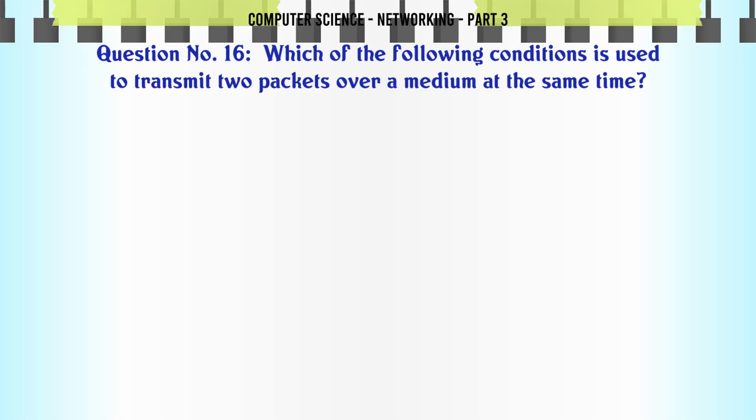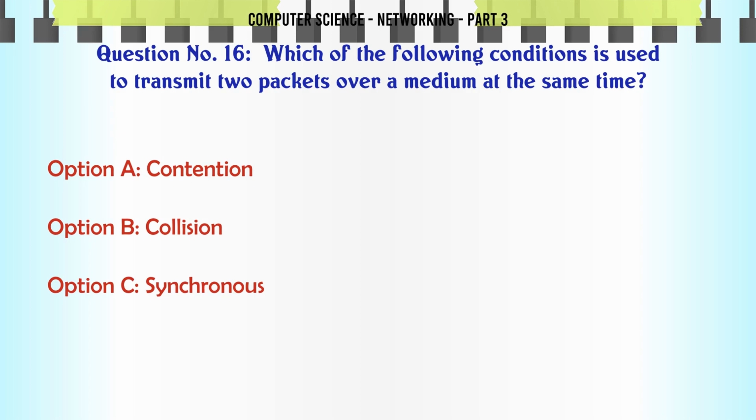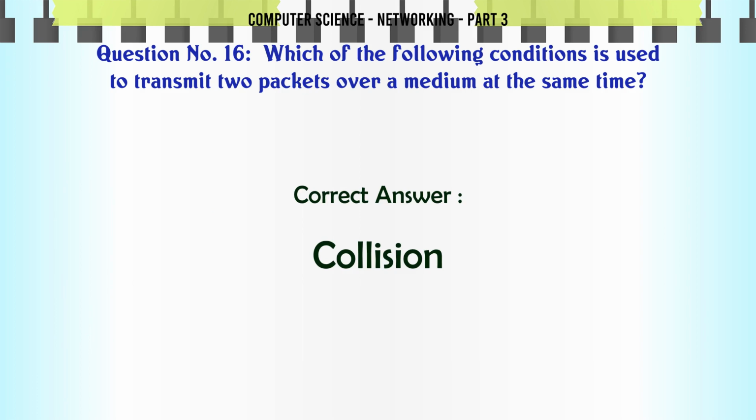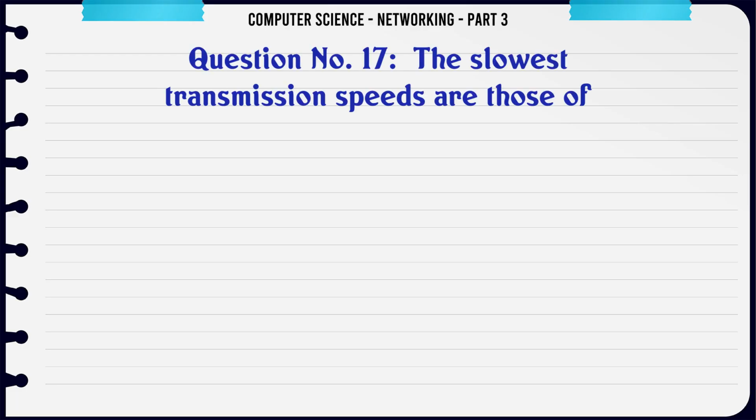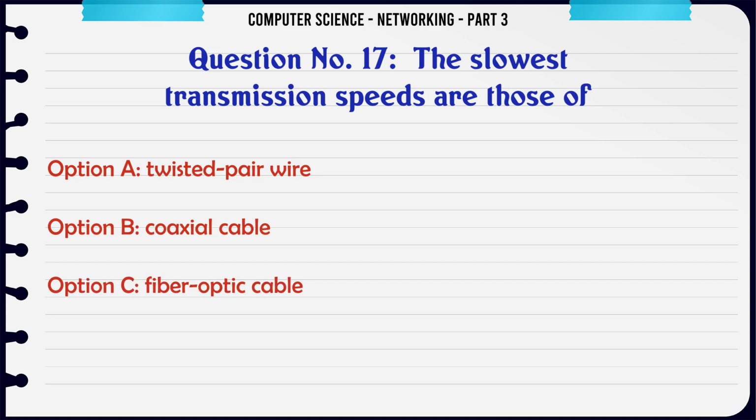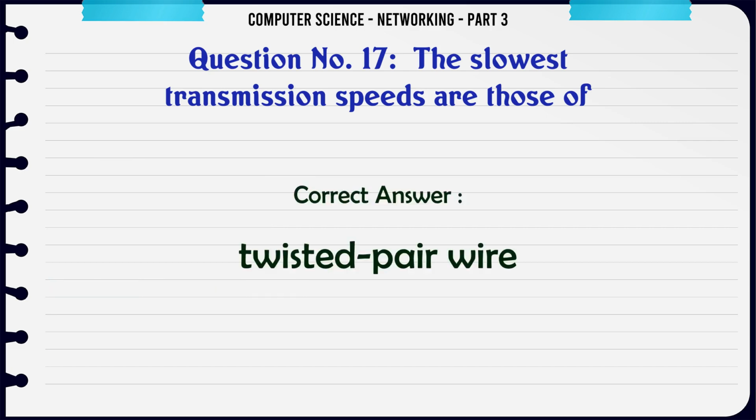Which of the following conditions is used to transmit two packets over a medium at the same time? A, contention. B, collision. C, synchronous. D, asynchronous. The correct answer is collision. The slowest transmission speeds are those of A, twisted pair wire. B, coaxial cable. C, fiber optic cable. D, microwaves. The correct answer is twisted pair wire.